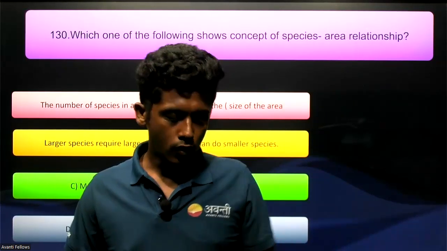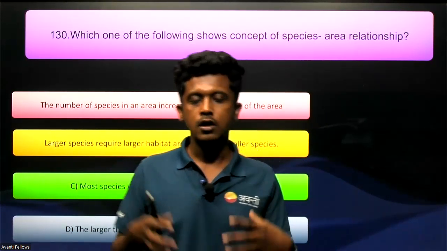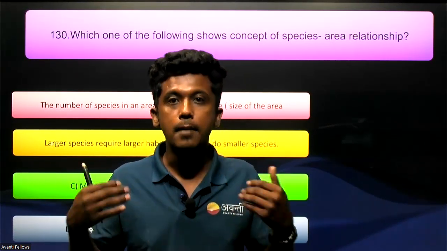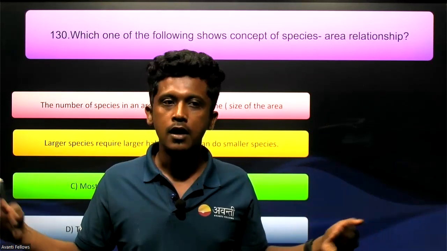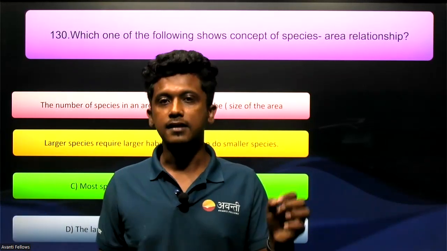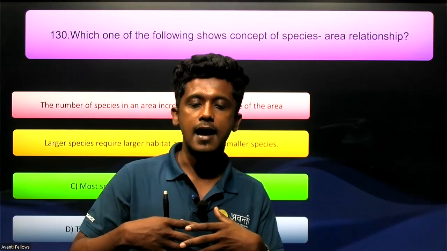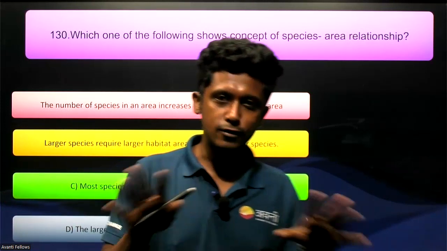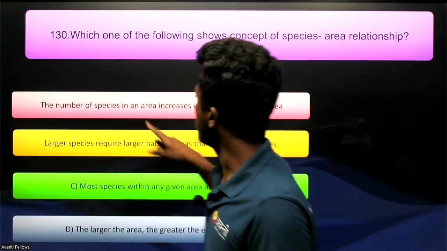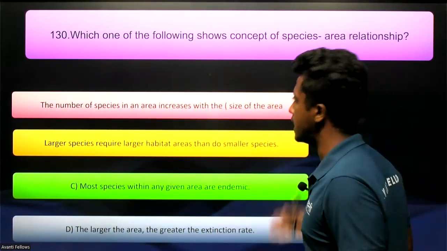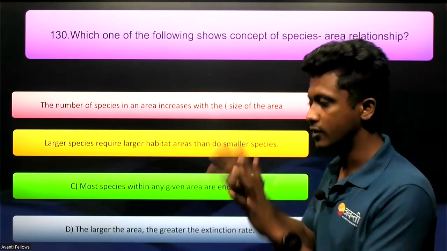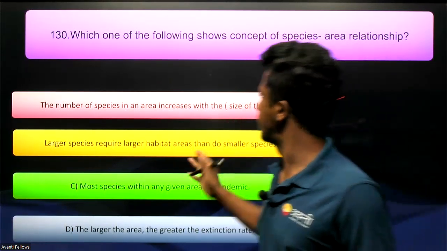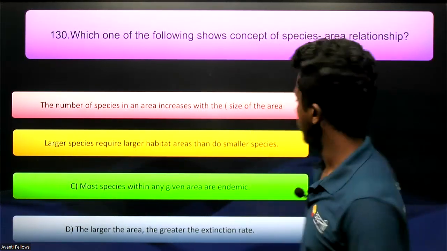Definitely not. When we start our search, it starts from a small number of species, and as we increase our search, the number of species keeps on increasing as we encounter new organisms. But it cannot happen forever. At one point, it has to stop. So he says that the number of species in an area increases with the size of the area up to a certain point. After that, it will stop. So our correct option for the species-area relationship is option A.